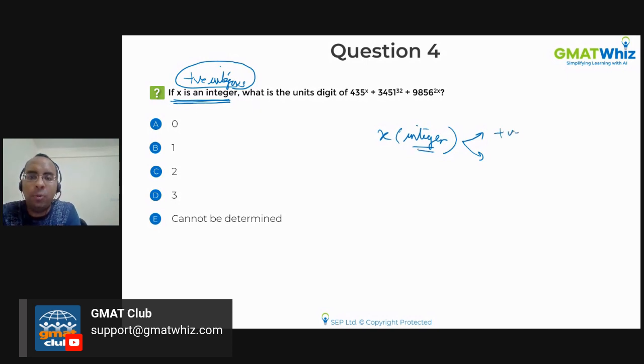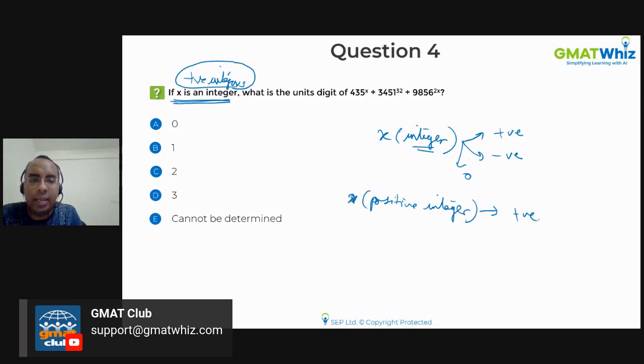So I should be open to positive integers. I should be open to negative integers. Well, X could be zero also. So I should be open to all three kinds of values. Okay. I should not think only in terms of positive integers. If the question had said X is a positive integer, then I would know I'm just looking for positive integers. I don't need to worry about anything else.